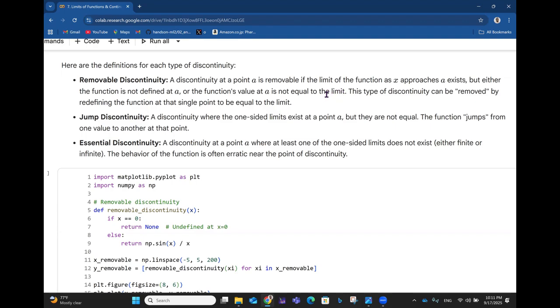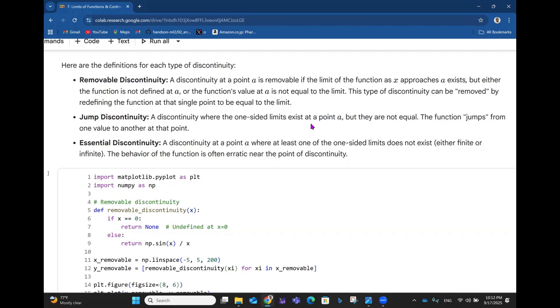That's another case where you have removable discontinuity. This type of discontinuity can be removed by redefining the function at that single point to be equal to the limit, right? Then we have a jump discontinuity, which is a discontinuity where the one-sided limits exist at a point a, but they are not equal. So you have a jump at that point.